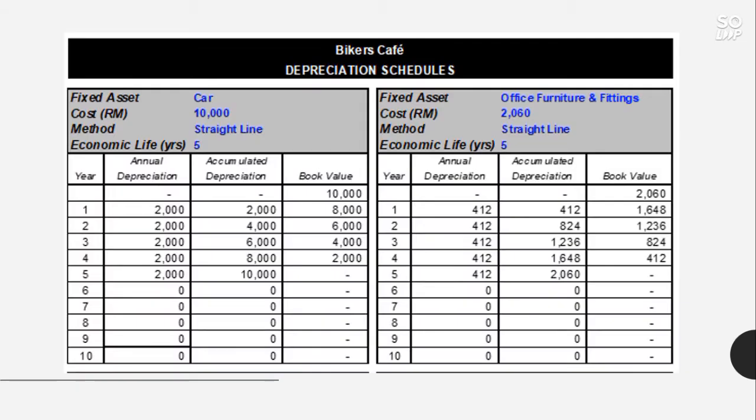Next part is depreciation schedules. The first one is for car, and the cost is at 10,000. The economic life is at 5 years. The next is office furniture and fittings. The cost is at 2,060, and the economic life is at 5 years.